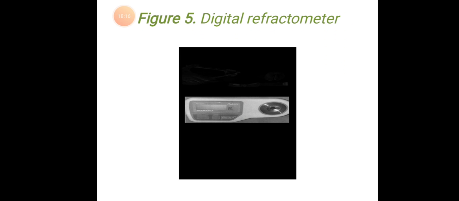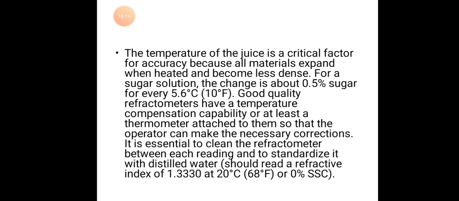Figure 5. Digital refractometer. The temperature of the juice is a critical factor for accuracy because all materials expand when heated and become less dense. For a sugar solution, the change is about 0.5% sugar for every 5.6 degrees Celsius, 10 degrees Fahrenheit. Good quality refractometers have a temperature compensation capability or at least a thermometer attached to them so that the operator can make the necessary corrections.